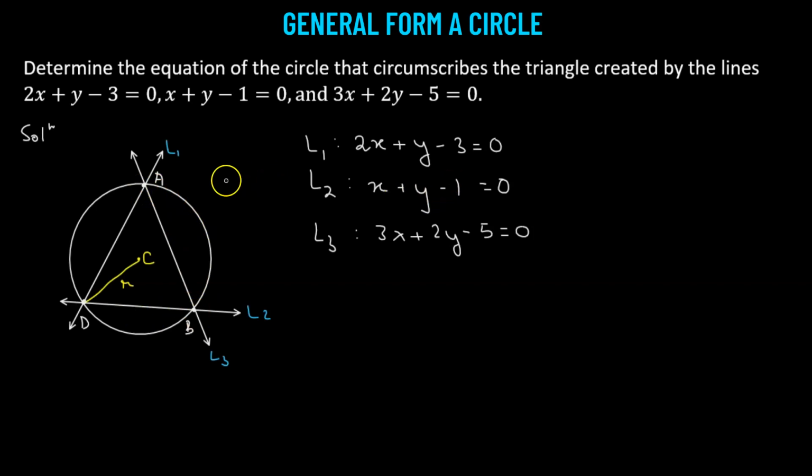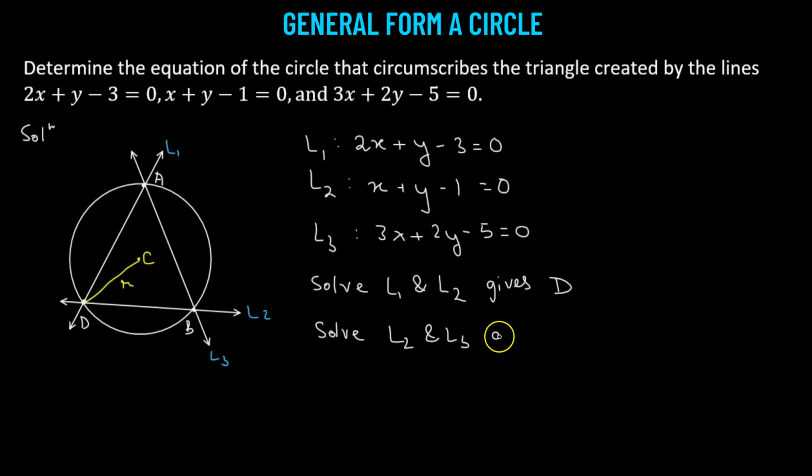That's very simple. All we have to do is solve the two lines. If we solve the lines L1 and L2, that's going to give us the point D. Solving the lines L2 and L3 gives the point B, and then solving the lines L1 and L3 is going to give us the coordinate point A.